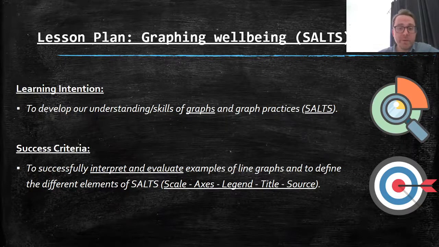This lesson we are looking at developing our understanding and our skills of graphs and graph practices. In maps we have BOLTS, and to have an accurate, reliable and useful graph, each graph needs to have SALTS. We love our acronyms in geography. We've got BOLTS, SALTS, PQE. Anyway, the success criteria is to interpret and evaluate examples of line graphs and to define the different elements of SALTS, which I'll be going over in this video.